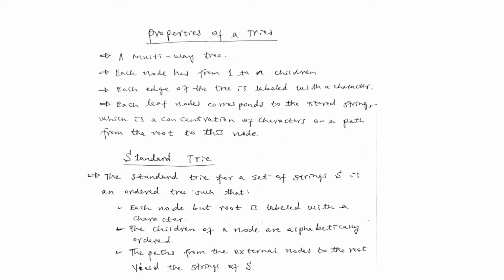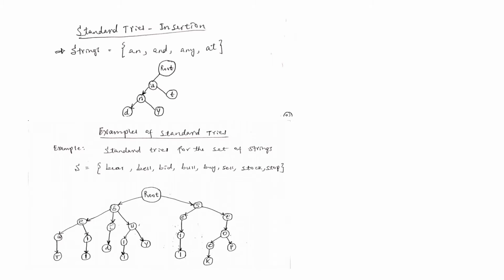The standard trie for a set of strings S is an ordered tree such that each node but the root is labeled with a character, and the children of a node are alphabetically ordered. The path from the external nodes to the root yields the strings of S. Also, let us see the operation of insertion in standard tries.